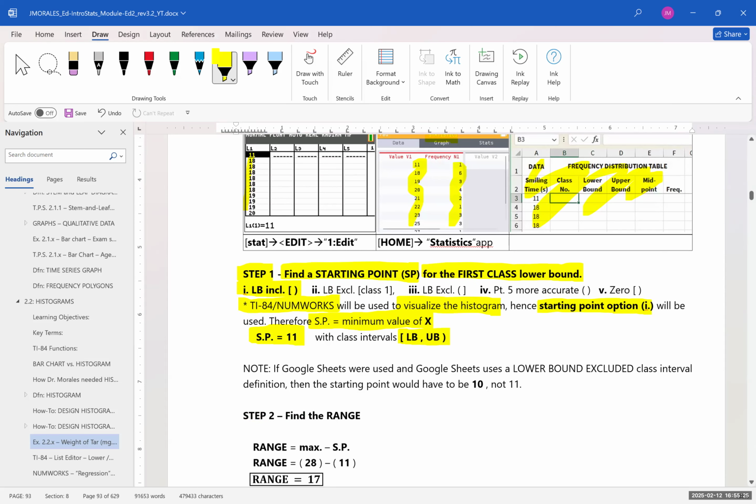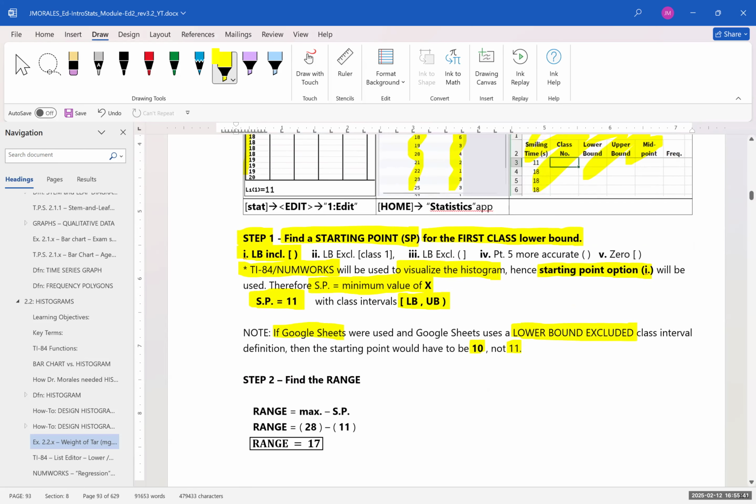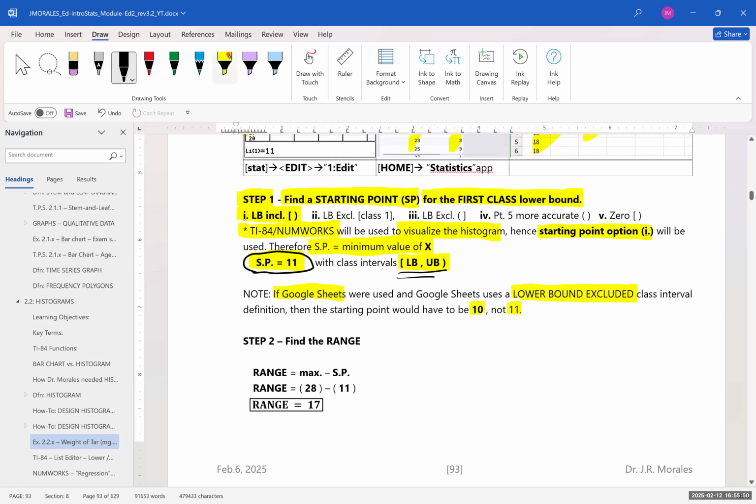Please note that if we were going to use Google Sheets, Google Sheets defines its intervals where the lower bound is excluded. So we wouldn't be able to use 11. We would have had to use 10. Okay. All right. So anyway, we've chosen our starting point. Starting point's 11. This is how we're going to identify the intervals for our classes. Let's move on to step 2.